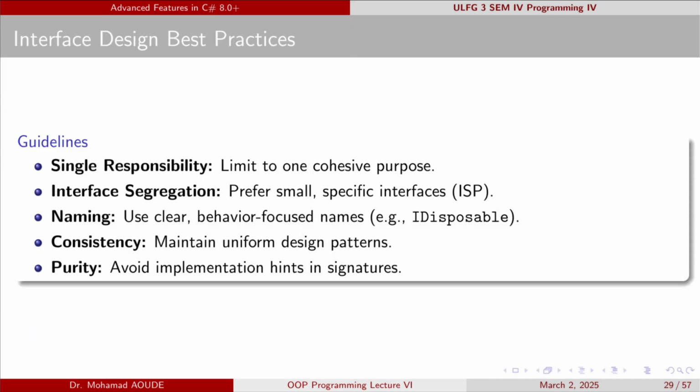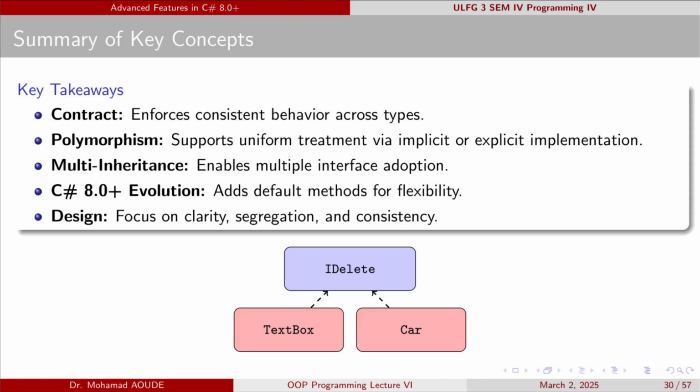Reinforcing our earlier points, always strive for single responsibility per interface, segregated small interfaces. Consistent descriptive naming, clear abstraction, avoid including implementation assumptions. Following these practices makes your interfaces robust, usable, and future-proof. Here's what we've covered so far. Interfaces enforce behavior contracts. They allow polymorphism and multi-interface inheritance. With C# 8.0+, interfaces can even define default behavior and always design for clarity and reusability.